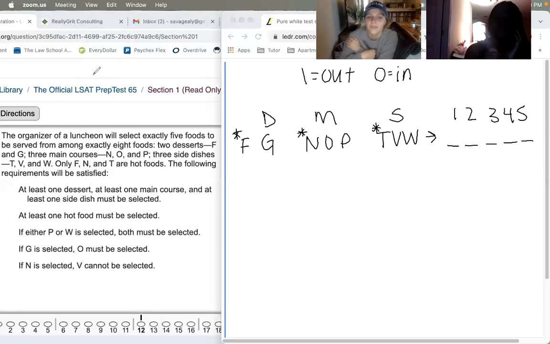Awesome. Okay, let's go into the first rule, which says at least one dessert, at least one main course, and at least one side dish must be selected. What did you do for this rule? Then I wrote MIN equals 1, and I did 1D, 1M, 1SD, and 1 HD. Okay, good. How could you put that into your diagram? If you don't know, that's fine.